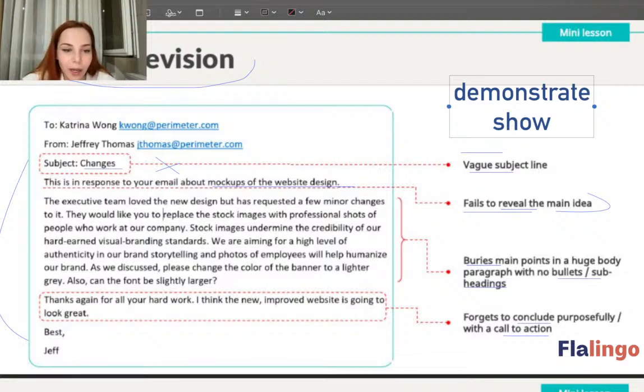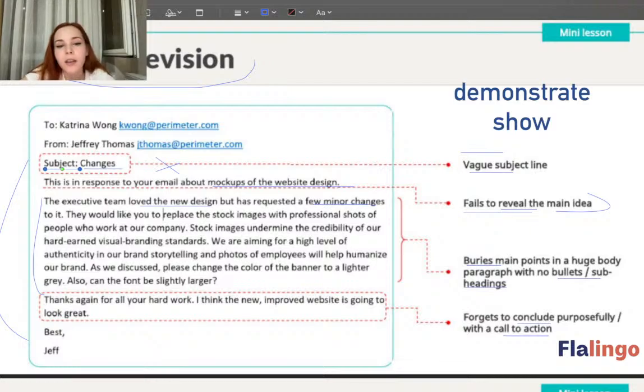Okay, so the main body paragraph is so long. I'm not going to read all of it, but as you can see, it's looking like a paragraph from a storybook. It's like a novel. I'm too lazy to read all of it. "So the executive team loved the new design, but has requested a few minor changes." Right now I'm talking about the changes, but it's too late to talk about them. I should have talked about them in the subject part.